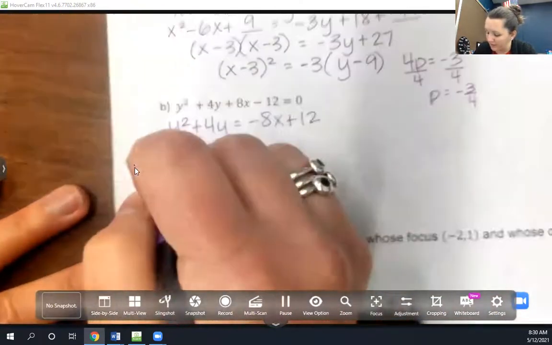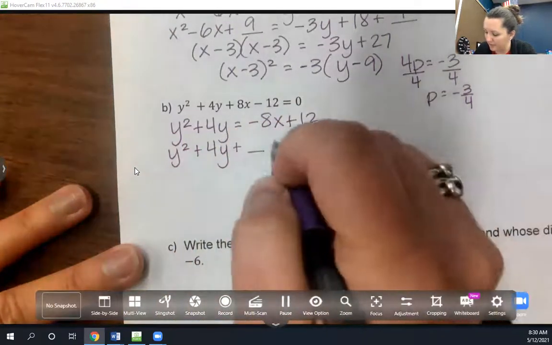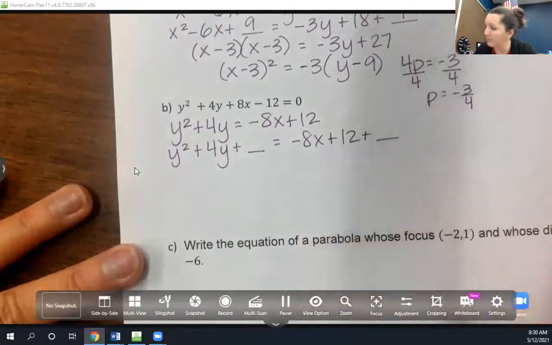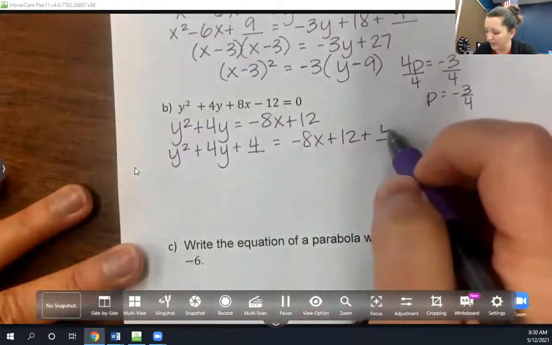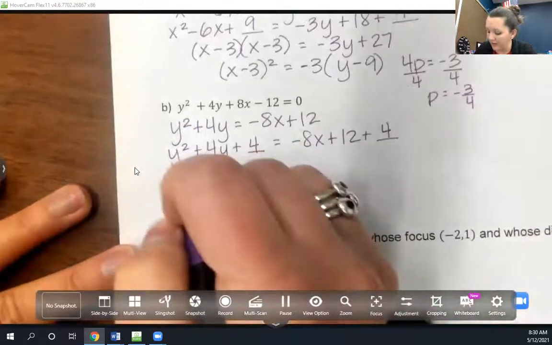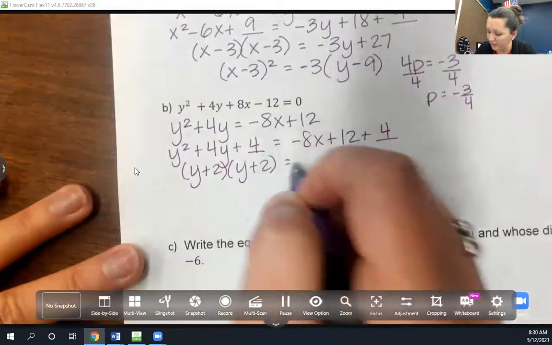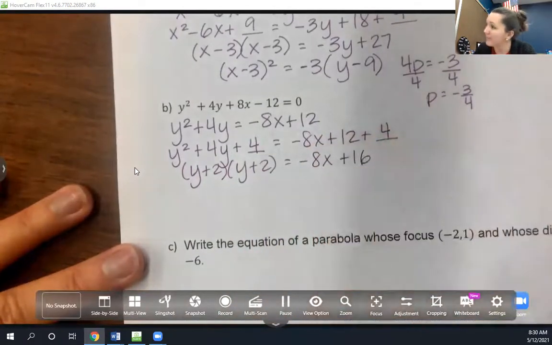So now let's complete our square: y squared plus 4y plus some other number equals negative 8x plus 12 plus that completing the square number. Now I know it's 4, so I'm going to add 4 there, and I'm going to add 4 there. Let's write it in factored form. (y plus 2) squared equals negative 8x plus 16.